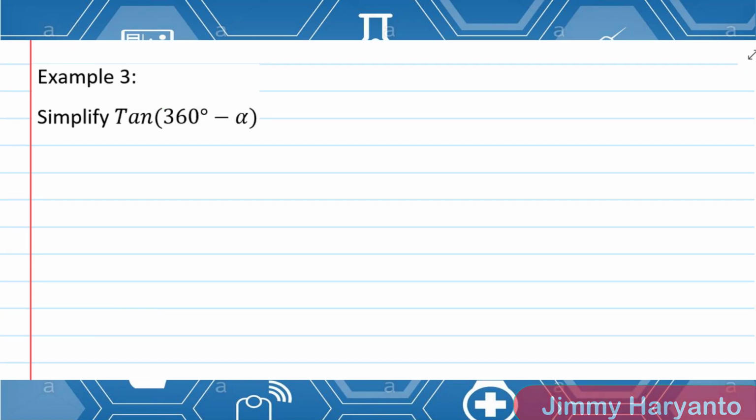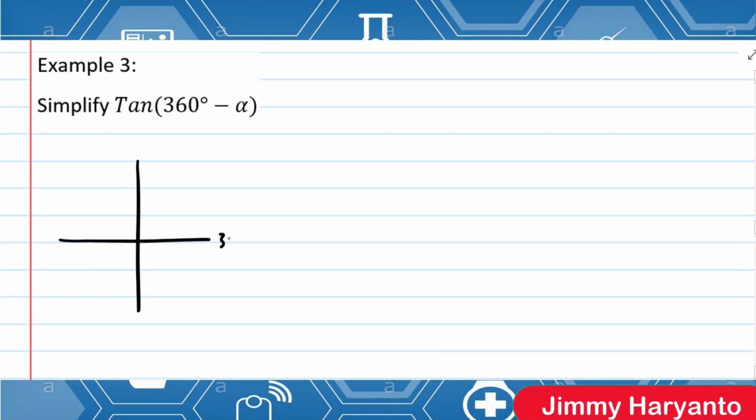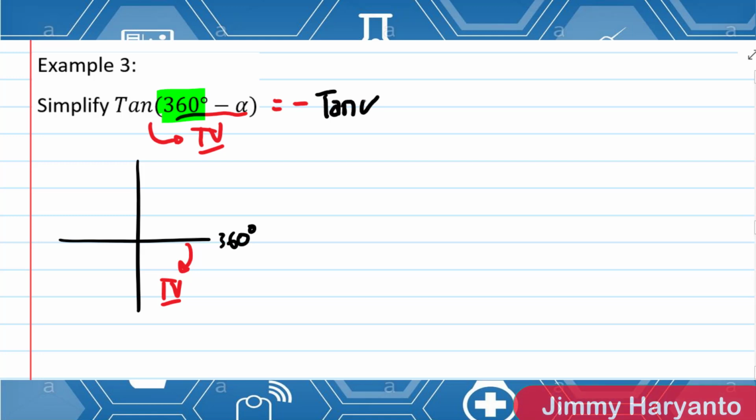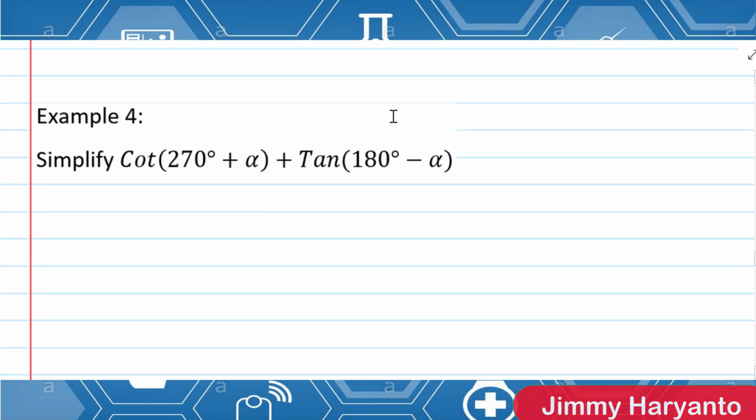Next up is tan 360 minus alpha. 360 is right here, 360 degree minus something, it will be go there. It will be quadrant 4, this one is quadrant 4, and then tan in quadrant 4 will be negative. Our benchmark is 360. You don't have to change the tan, so it is negative tan alpha. Easy, right? How about this one?